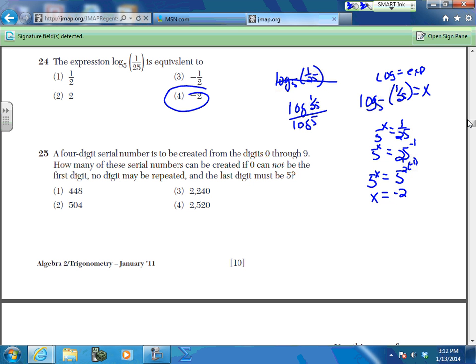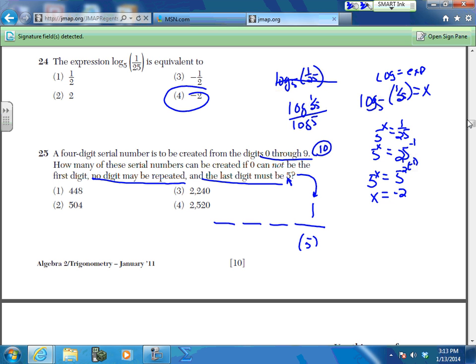Number 25 says a 4-digit serial number is to be created from the digits 0 through 9. 4 digits. 0 through 9, guys, has 10 digits to it. It's like your fingers. How many of these serial numbers can be created if 0 cannot be the first digit, no digit can be repeated, and the last digit must be a 5? Start with this one, must be a 5. There's only one way it can be a 5.